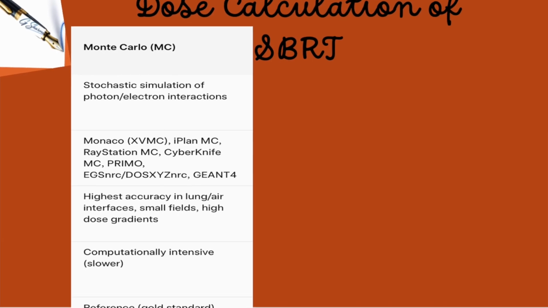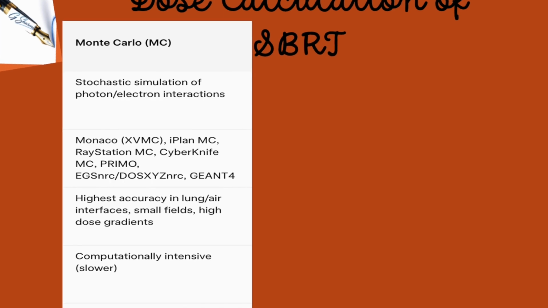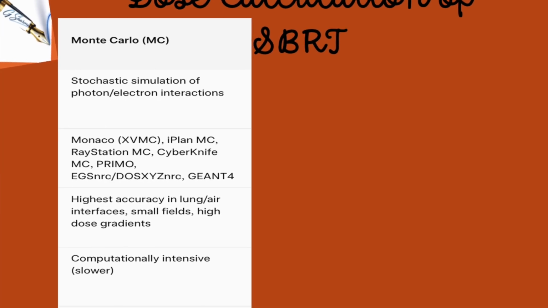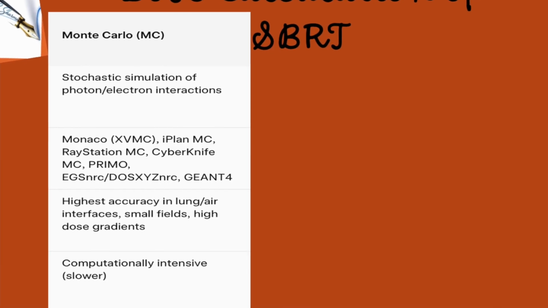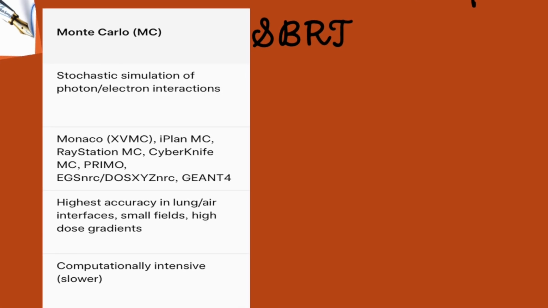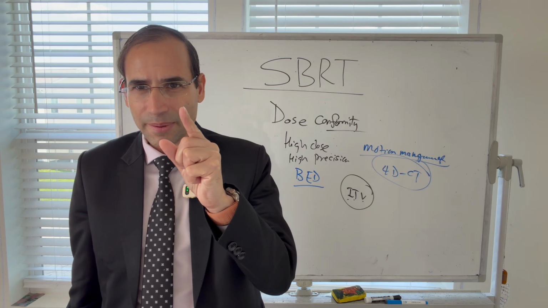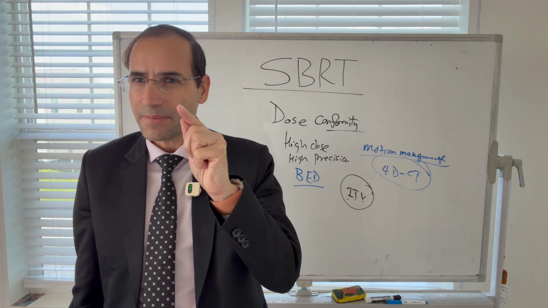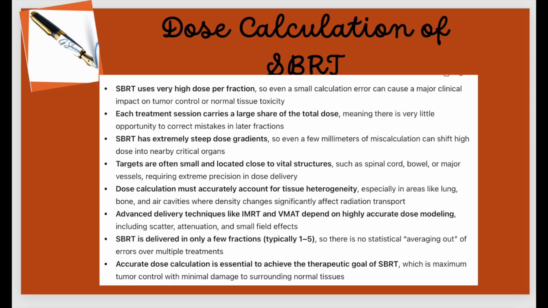So why do you need such accurate dose calculation in SBRT? Because even small errors can have significant consequences in the high dose region. If you give a high dose, a small error will have a detrimental effect. That's why a very, very accurate algorithm is needed to calculate the dose. Not only the delivery, but also the calculation of the dose must be very accurate.